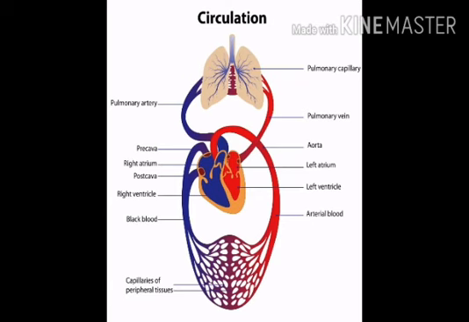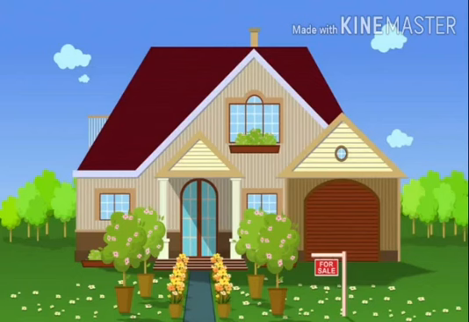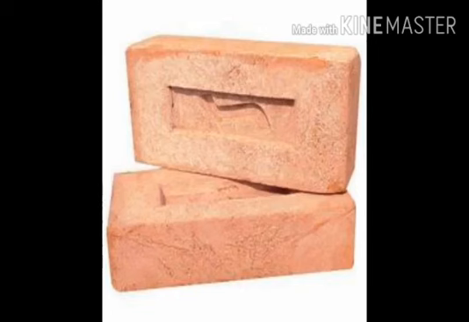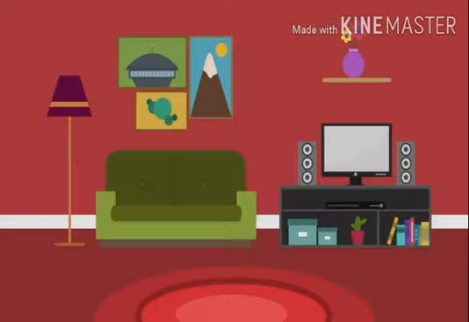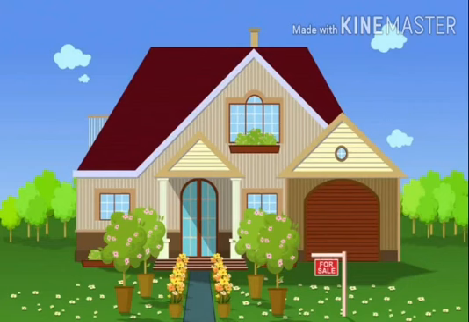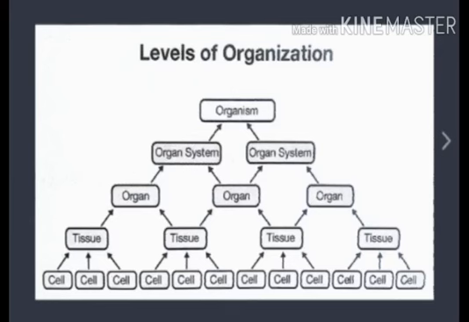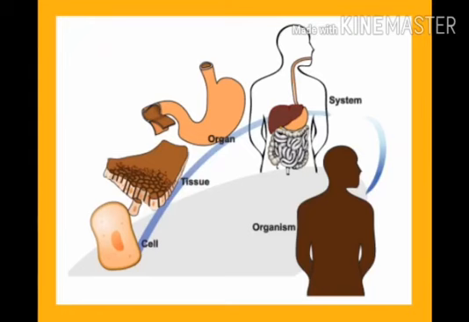Now we will try to understand the organ system with the example of a house. As a house is made up of bricks, a number of bricks together make up a wall, a number of walls join together to make a room, and a number of rooms together build a house. In the same way, cells join together to make up a tissue, tissues join together to make up an organ, a number of organs form an organ system, and different organ systems form an organism. I hope now you understand clearly the organ system.